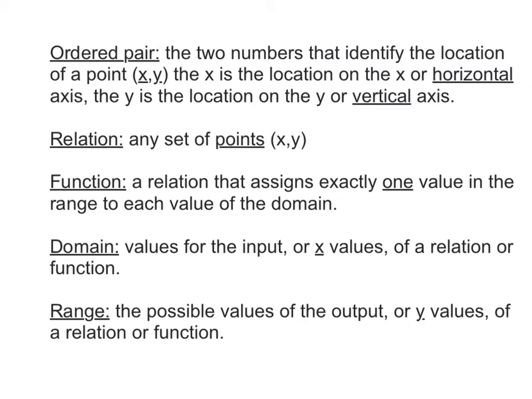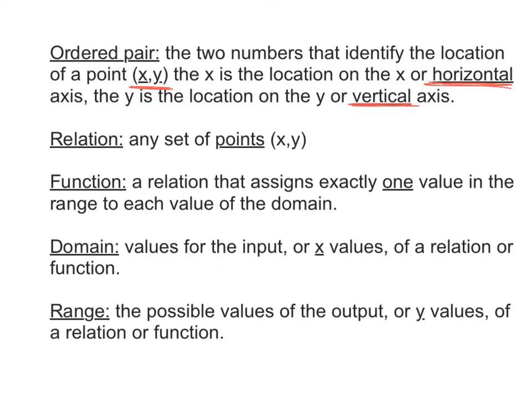For our vocab, we have an ordered pair. An ordered pair are the two numbers that identify the location of a point, x and y. The x is the location on the x or horizontal axis, which goes left and right. The y is the location on the y or vertical axis, which goes up and down. So the x will tell you where to go left and right, the y will tell you to go up and down, and then together you can plot a point.